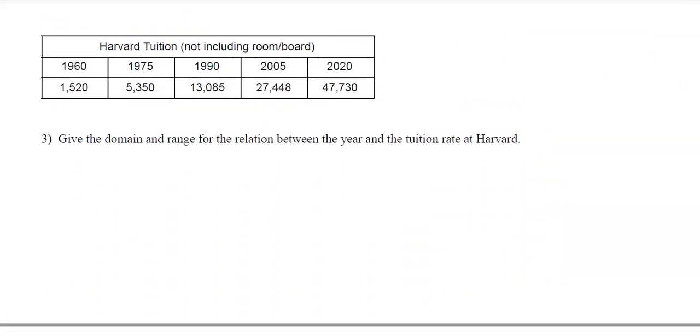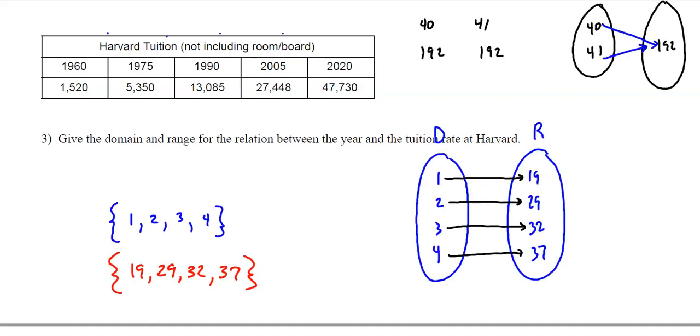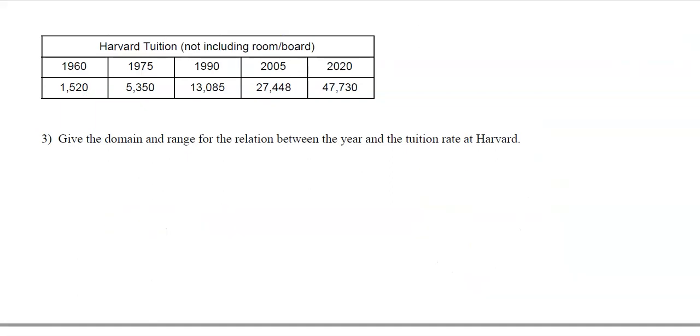Harvard tuition. So I looked this up because I was having a conversation with somebody about how college has gotten so crazy. So I went by 15-year intervals. And in 1960, Harvard's tuition, that's not including room and board, so no dorms or meals, but just the tuition, was only $1,520. And even back in 1990, I graduated in 91, the price was only $13,000. And now, the last one I saw was 2020, it's almost up to $48,000. So pretty crazy. It's just exponentially how college has grown.